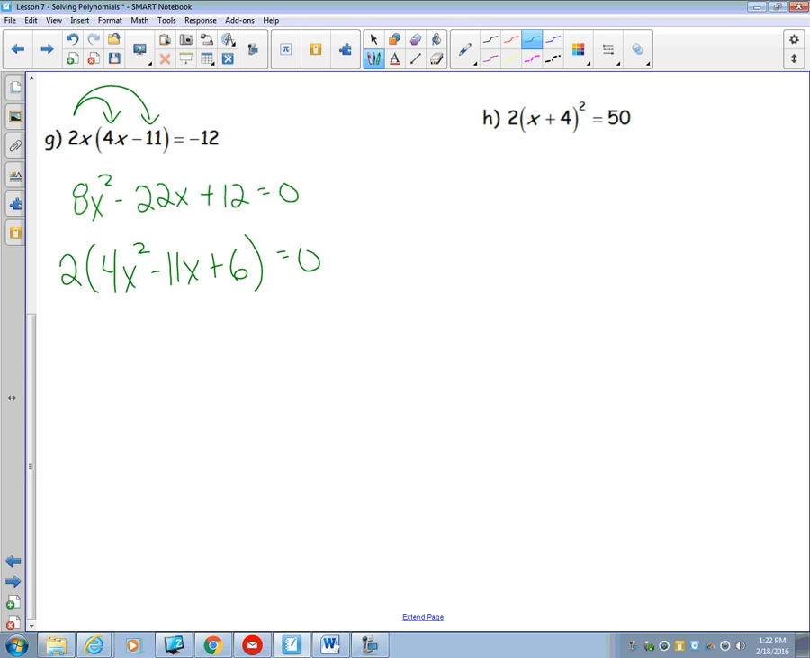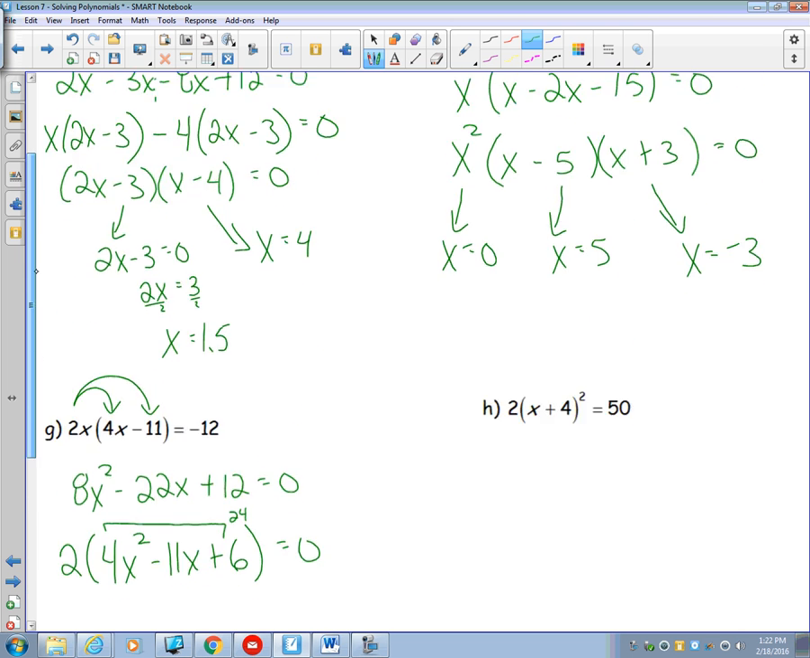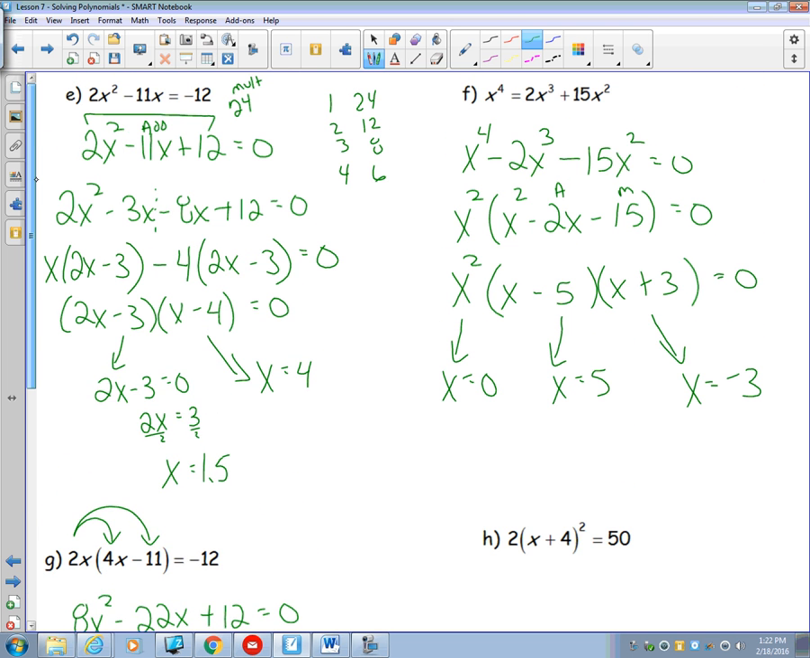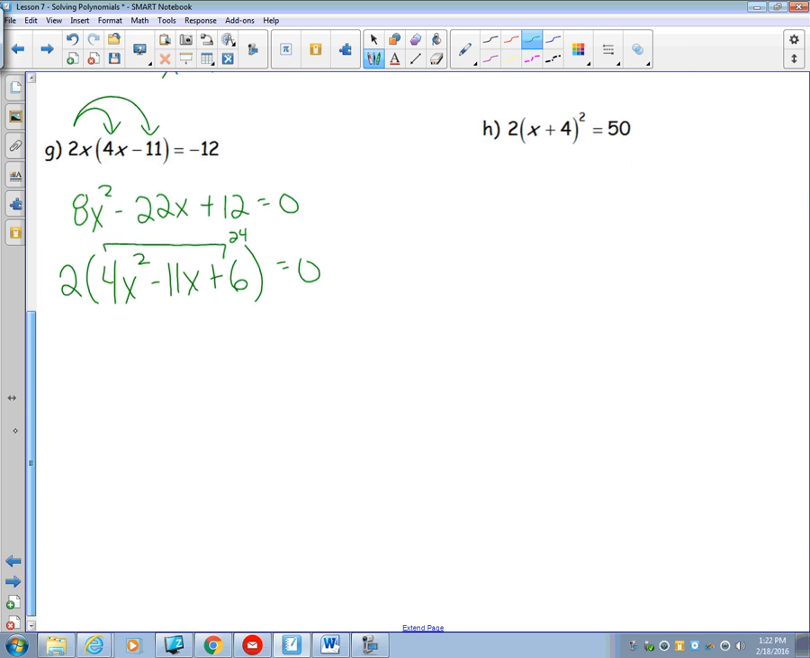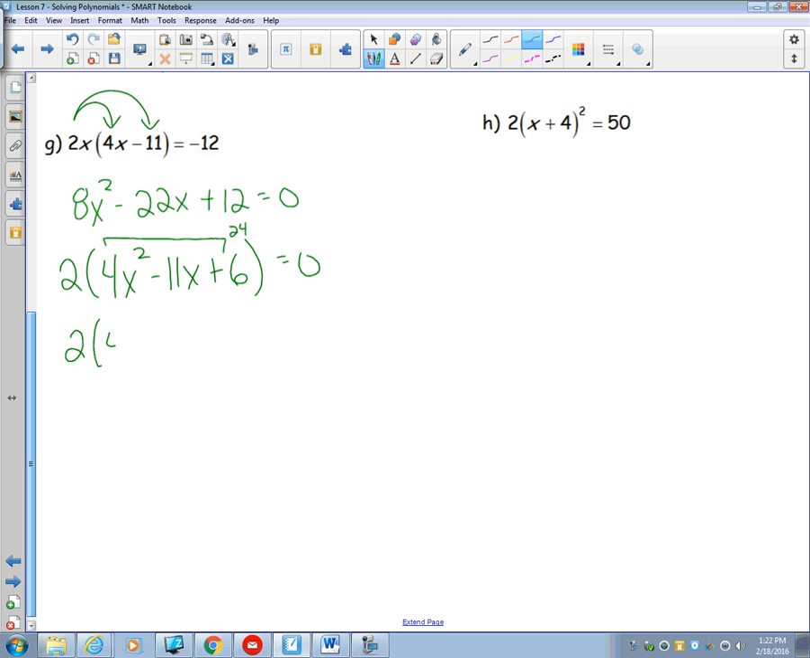Okay, factoring flowchart. I got trinomial left inside, 3 terms. Looks like a complex one though, so I'm going to multiply these things. 24. Yeah, I think that looks familiar. I had a 24 up here, didn't I? I did, a negative 11. So we know the numbers in the middle already. What were they last time? Minus 3x and minus 8x.